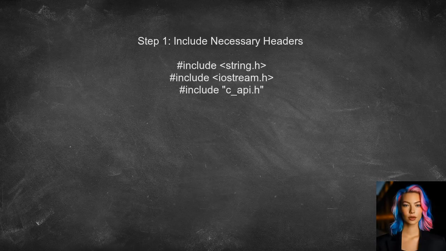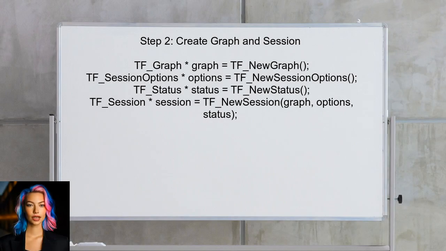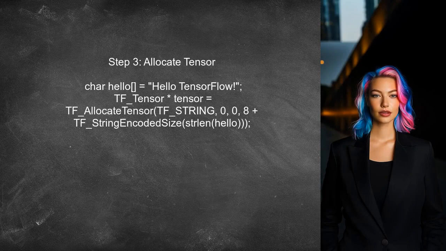To begin solving the user's issue, we need to ensure that the TensorFlow C API is properly set up. First, the user should include the necessary headers in their code. Next, the user should create a new TensorFlow graph and session. This is essential for running any operations in TensorFlow. Now, the user needs to allocate a tensor for the string data. This is where the user will store the message Hello TensorFlow.